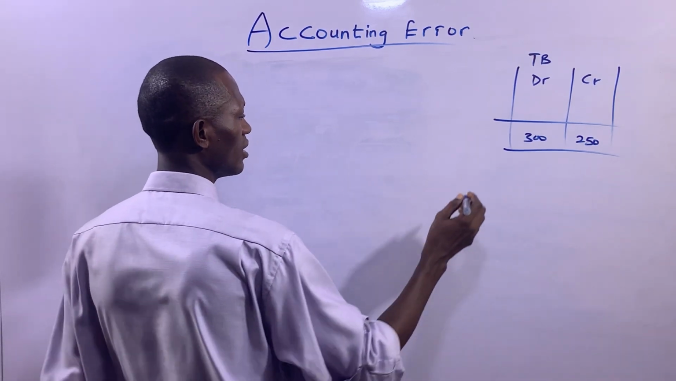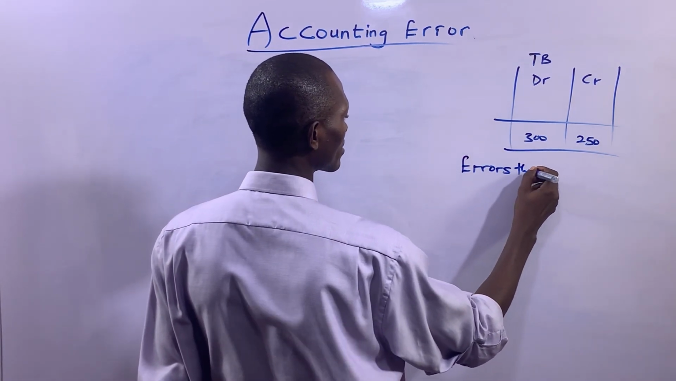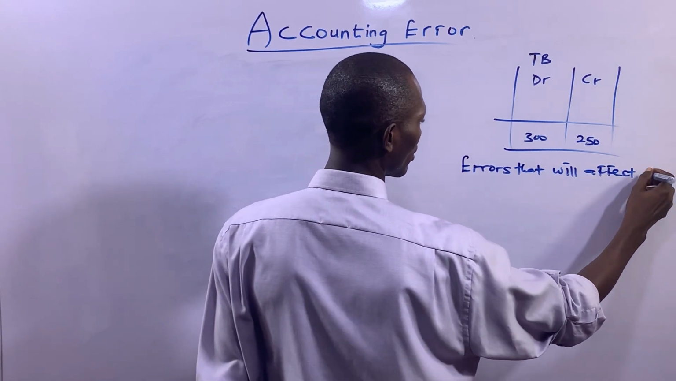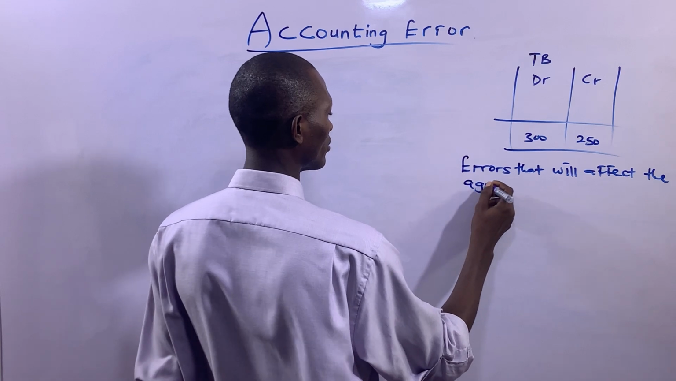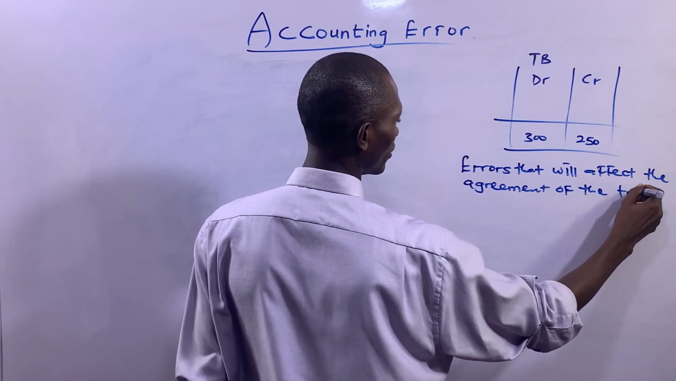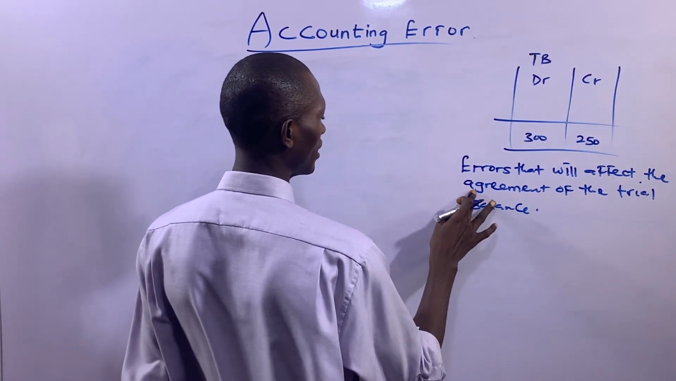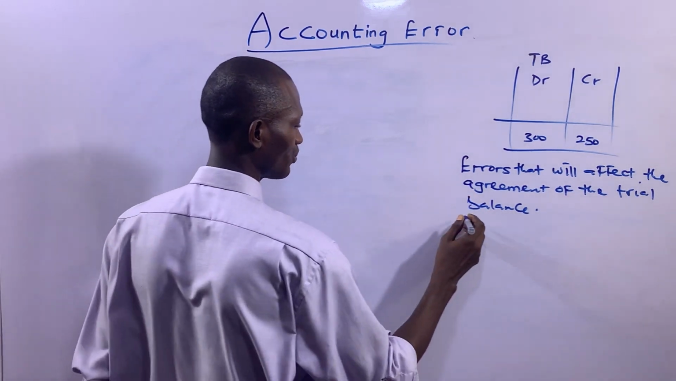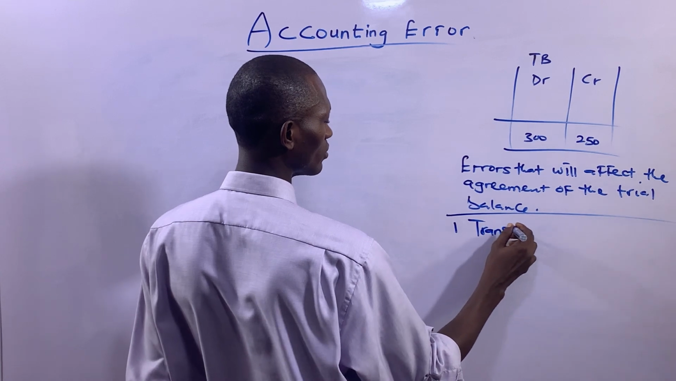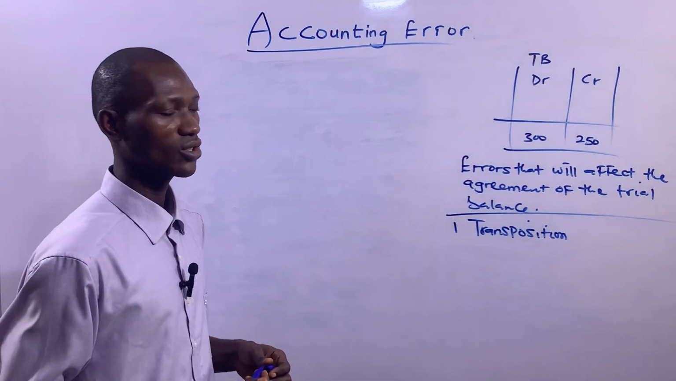So let's begin. We have errors that will affect the agreement of the trial balance. We have the first one: error of transposition. That's the first one.